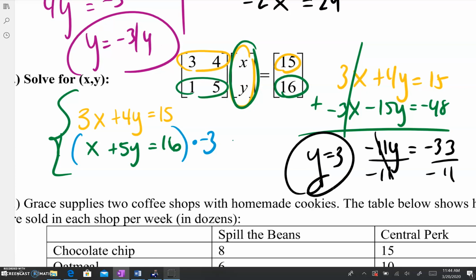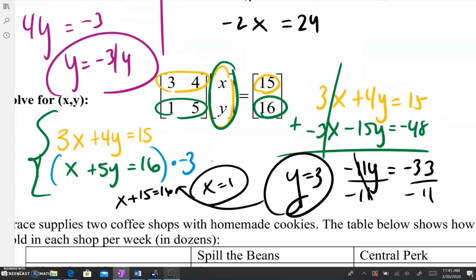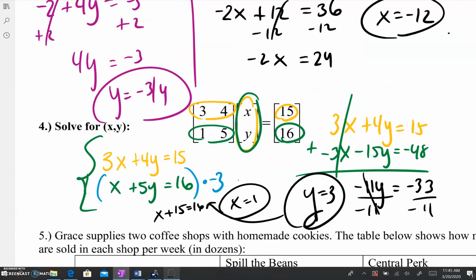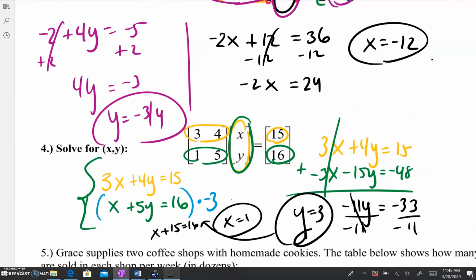If we know that y is equal to 3 and we go back to any of our equations, we could pretty easily plug it back into the bottom one there. If y is 3, x plus 3 times 5 is 15 equals 16. And oh my goodness, I know that 1 plus 15 is 16. I'm feeling really smart right now, right guys? Okay, so that's it for those.